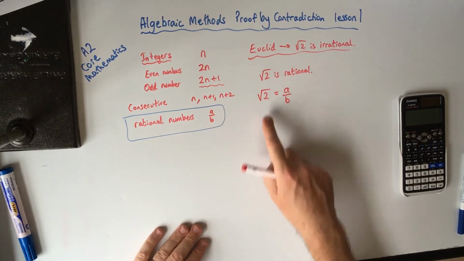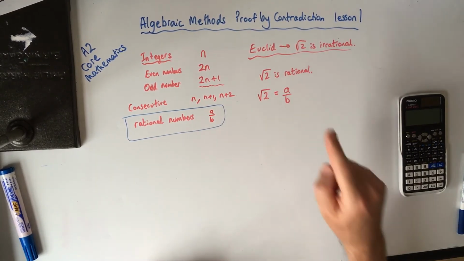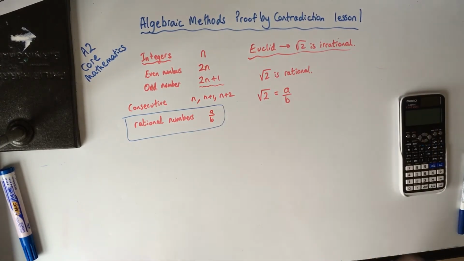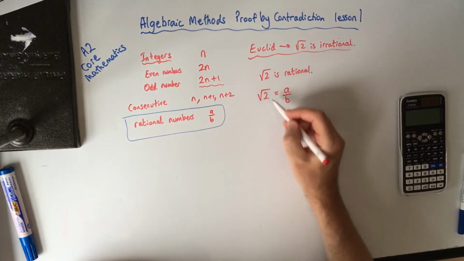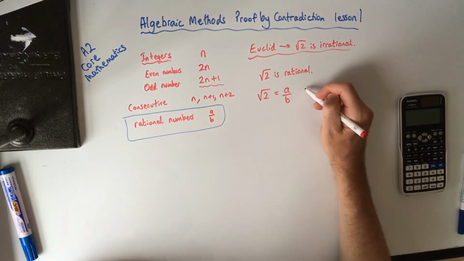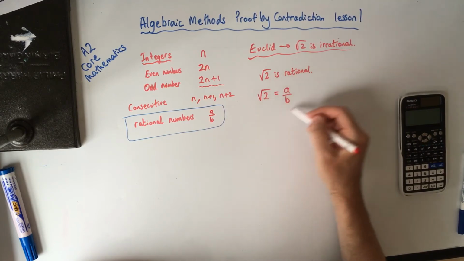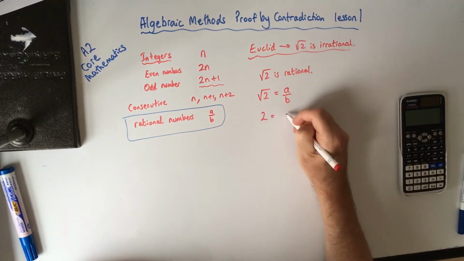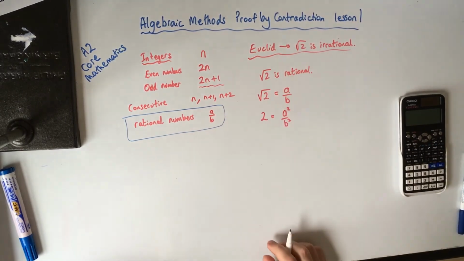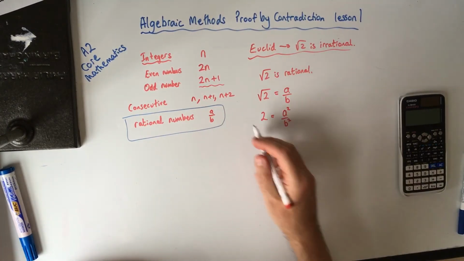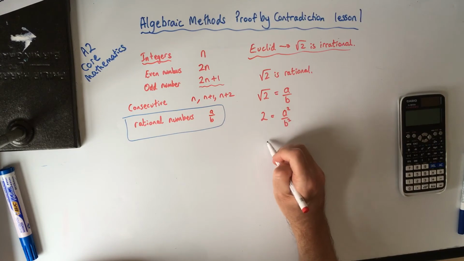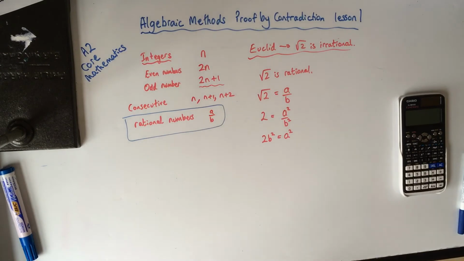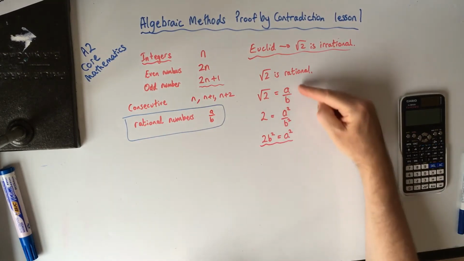Okay, so here we go. If we're saying that root 2 is rational, it can be written as a fraction, because a fraction we can put on a number line. So if this statement is true, if we square both sides, we get 2 is equal to a squared over b squared. And if we multiply both sides by b squared, we get 2b squared is equal to a squared. That's what we've formed by saying this is rational.